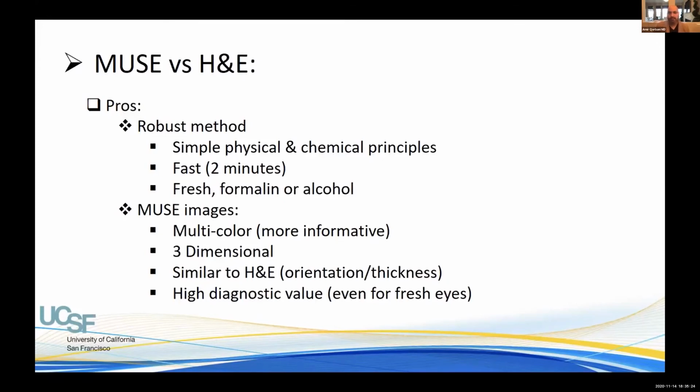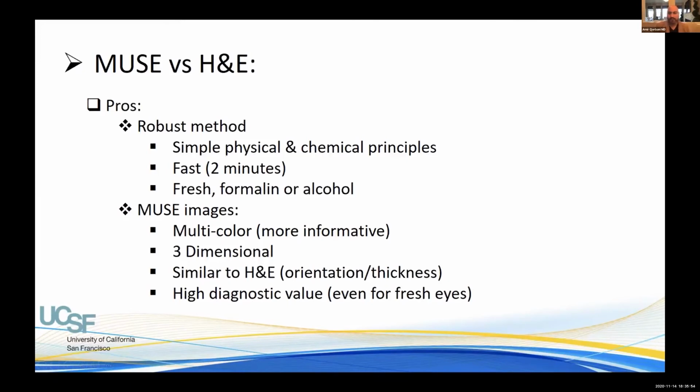In 2 minutes, you can have the image for diagnosis, compared to H&E that takes almost 2 days. The fastest is 1.5 days. Some institutions take 3-4 days just to have the slide to examine. Compared to 2 minutes, it's impressive. And the good thing about Muse, you can work with fresh tissue, formalin fixed, alcohol fixed, any type of tissue. But compared to H&E, you have to fix it in formalin.